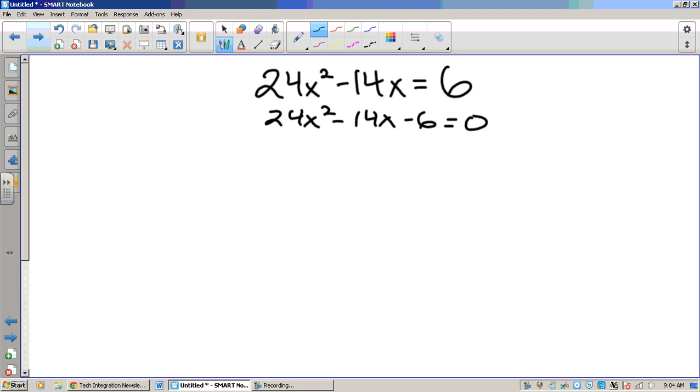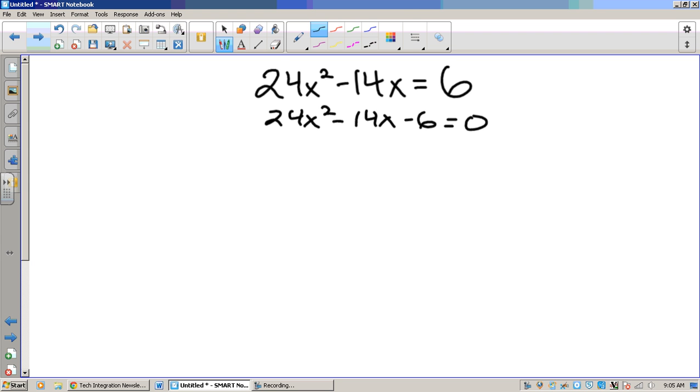Okay. So right offhand, if I was going to multiply to a number and add to a number, what would I be multiplying to, Jared? If I was going to solve this by factoring, what would I do? Lucas, what would I do? 24 and negative 6. What does that equal? Anyone have that?